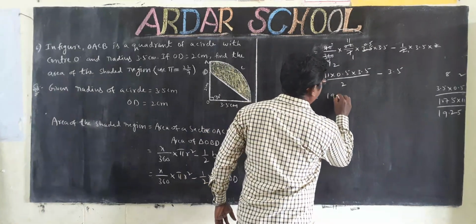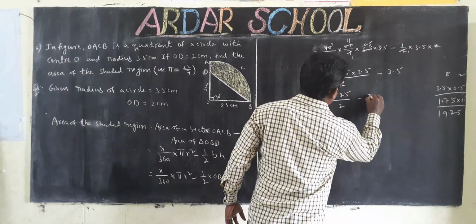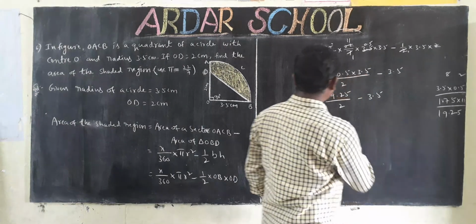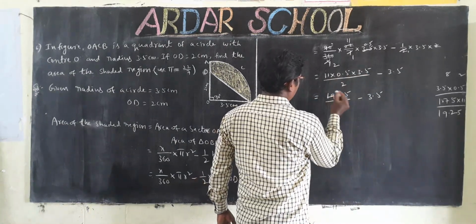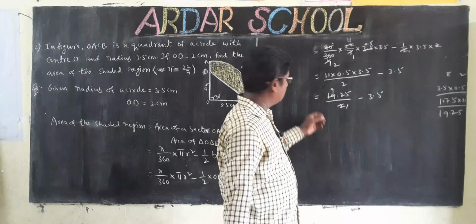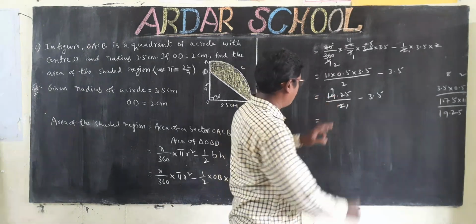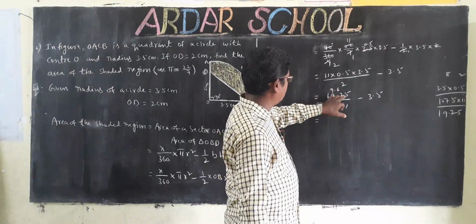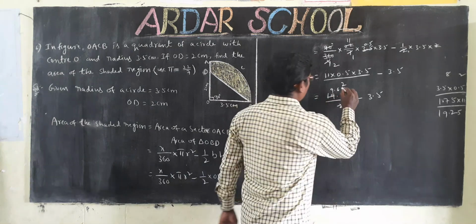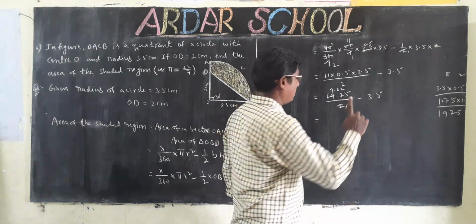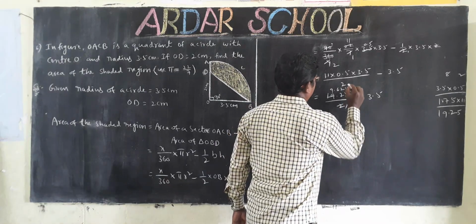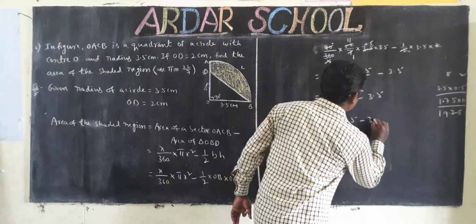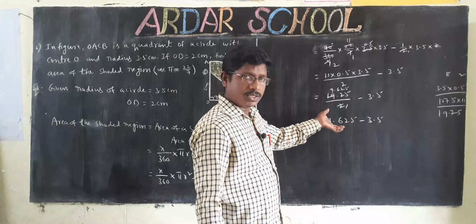So here 19.25 by 2 minus 3.5. Now we have to divide by 2. 2 ones are 2, 2 nines are 18, 1 is remainder, 2 sixes are 12, and so on. That is 9.625 minus 3.5. Now you have to subtract these two.